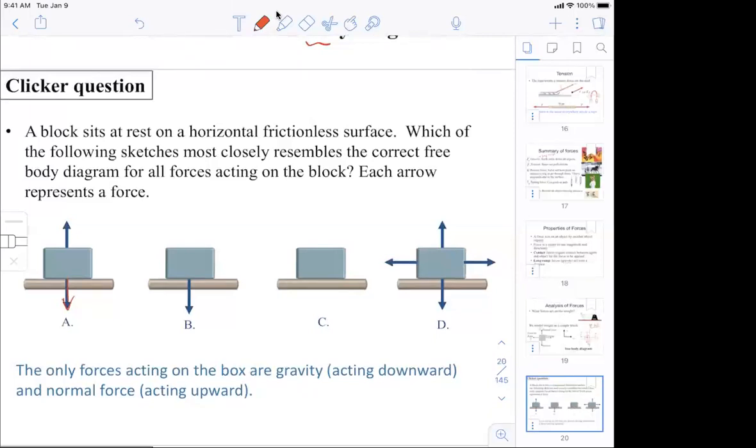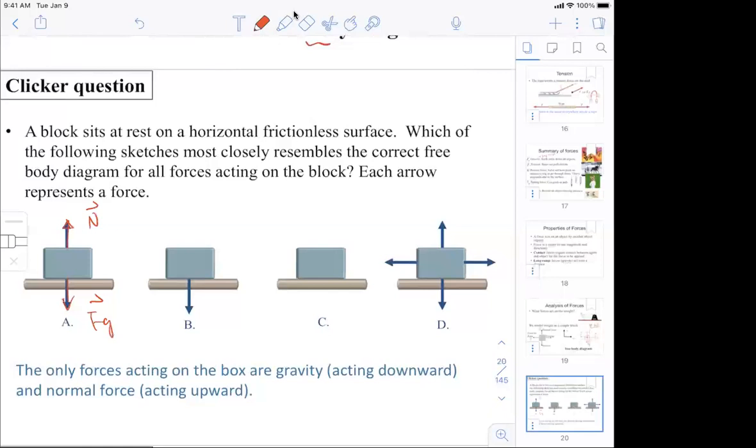Acting on the, yes, thank you, Cindy. It's gravity, right? And what is the upward force? Normal force. Very good. Now, gravity acting on a block by Earth, normal force acting on the block by the surface, okay?